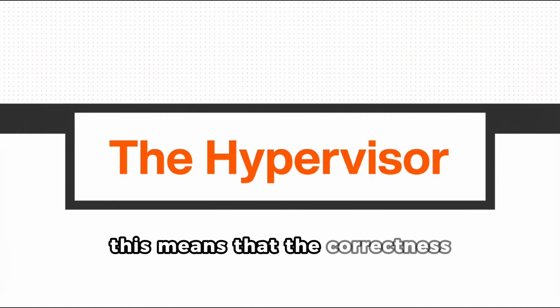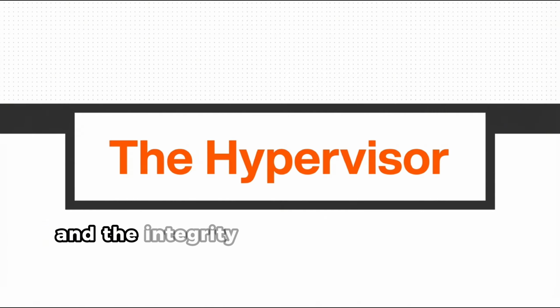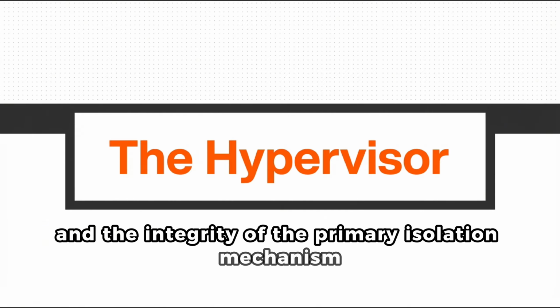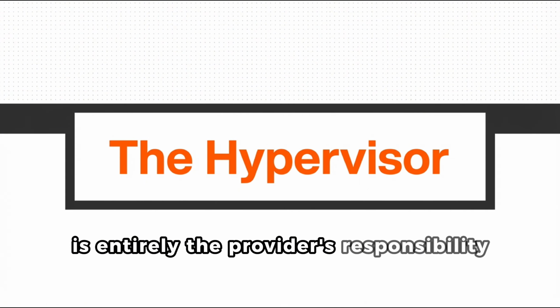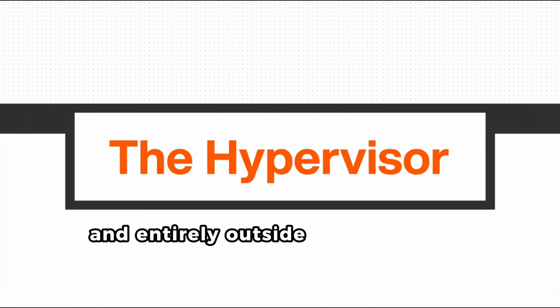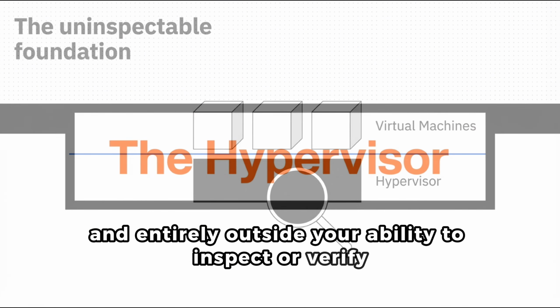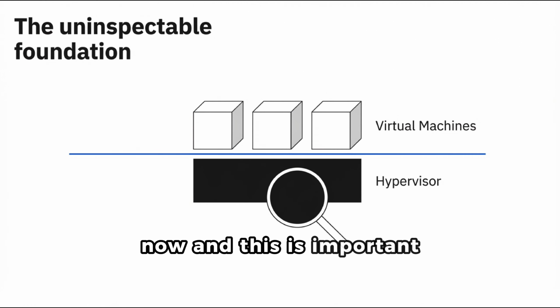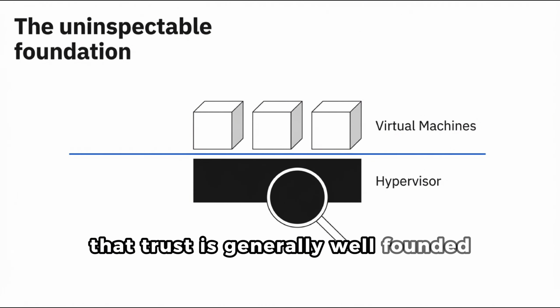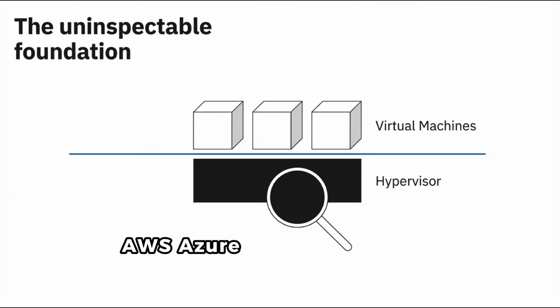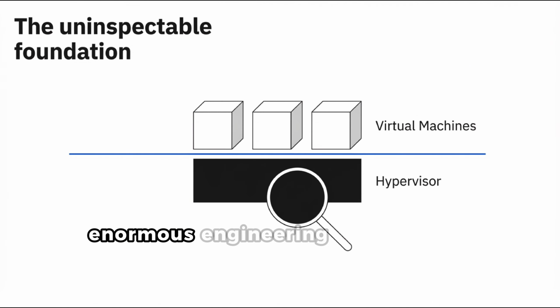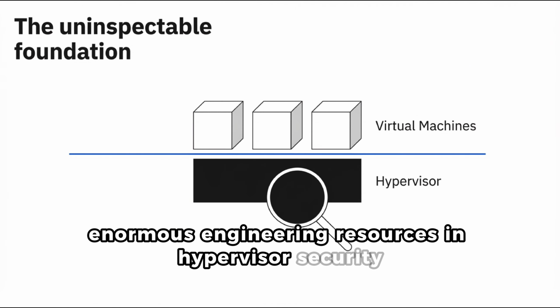This means that the correctness, the security, and the integrity of the primary isolation mechanism is entirely the provider's responsibility, and entirely outside your ability to inspect or verify. Now, and this is important, that trust is generally well-founded. AWS, Azure, and Google invest enormous engineering resources in hypervisor security.